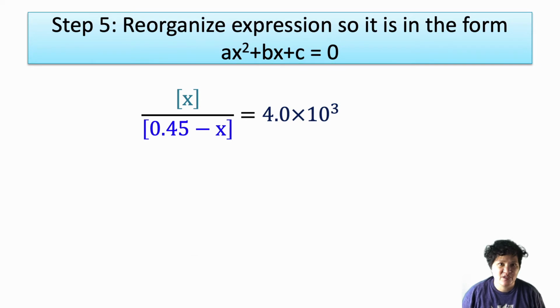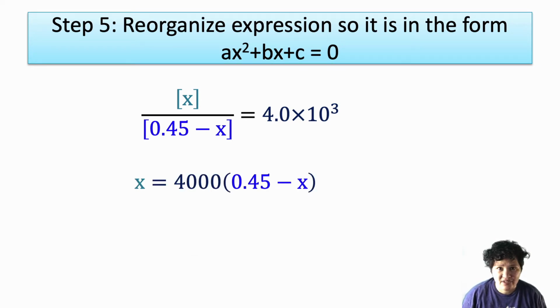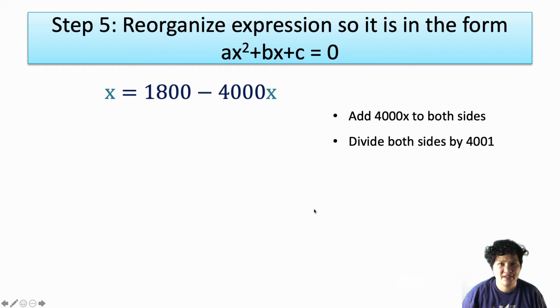So the first thing we're going to do is multiply both sides by 0.45 minus x. That gives us the following. X equals 4.0 times 10 to the third times 0.45 minus x. Now let's take that constant and distribute it through the parentheses. So x equals 1,800 minus 4,000x.